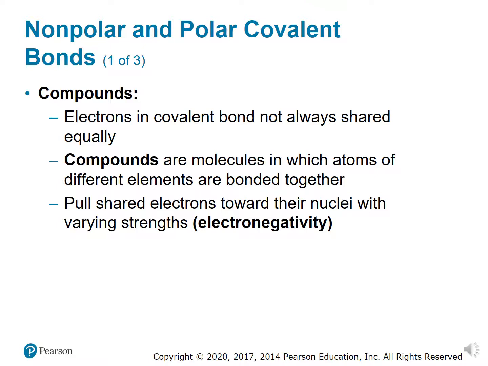What is a compound? A compound forms when electrons in covalent bonds are not always shared equally, and compounds are molecules in which atoms of different elements are bonded together. And so they can pull shared electrons towards each other, and this creates electronegativity. And when it does, this will form polar covalent bonds.